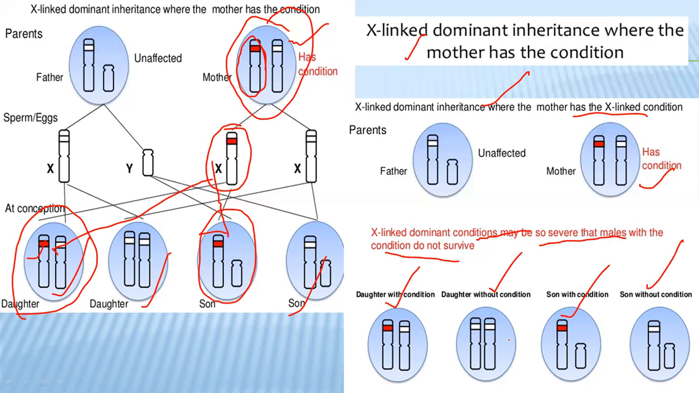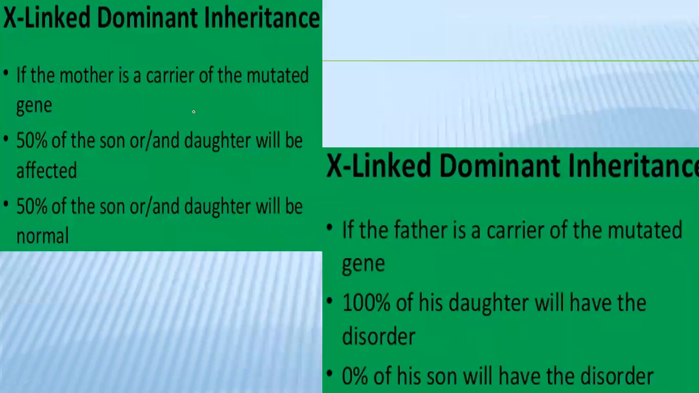So hardly any of those males survive, and only for a few years. In X-linked dominant inheritance, if the mother is a carrier of the mutated gene, 50% of the sons and daughters will be affected, like we have seen before, and 50% of sons and daughters will be normal. If the father is the carrier of the mutated gene, 100% of daughters will suffer from that disorder, and no son will suffer from it. They will be normal.